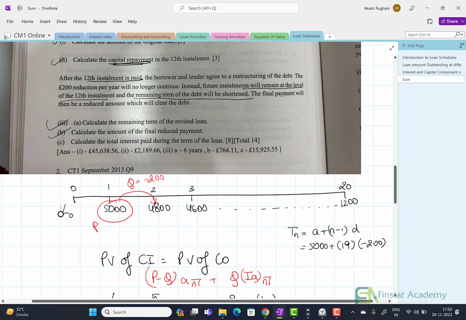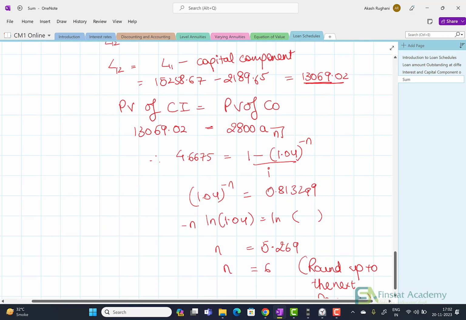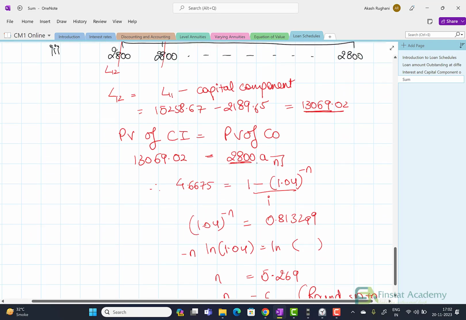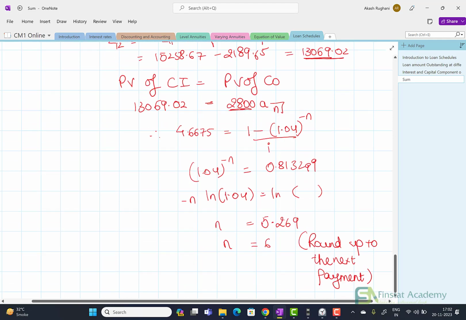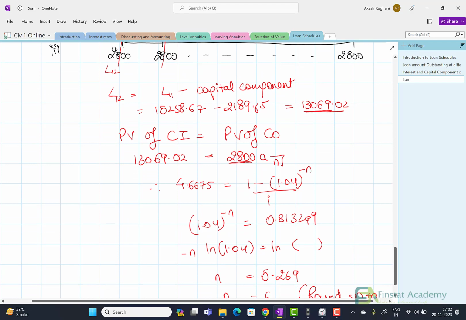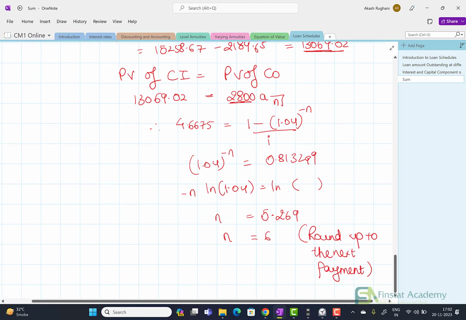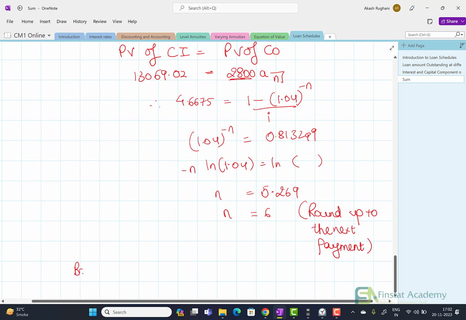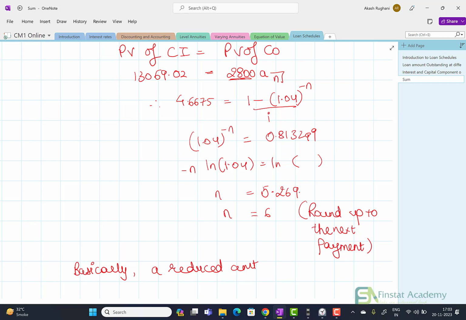I hope everyone's understood this. Now I go calculate this reduced amount at 6. Now, guys, ideally, this equation assumes that 2,800 comes throughout till time n. We found that if it came till 5.269, it will be sufficient. So can I say this 2,800 is not required at time 6? Basically, a reduced amount is required. I'm getting 5.269, meaning the loan is not repaid at 5, but there's no need to go all the way to 6; it will end at the 0.269 value.